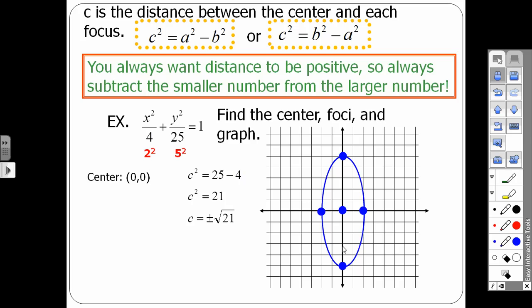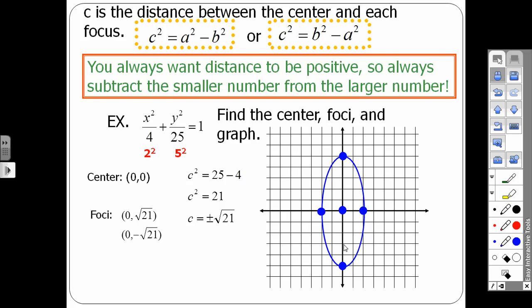We have to go up and down to get to our foci. So how do you write those coordinates out? Well, from here, we're not moving anywhere in the x direction. We are going to be moving up root 21 to get to one focal point, and then we'll be moving down root 21 to get to the other one.